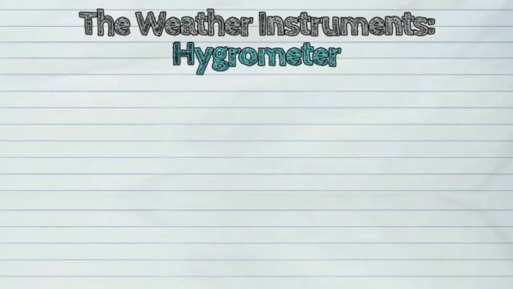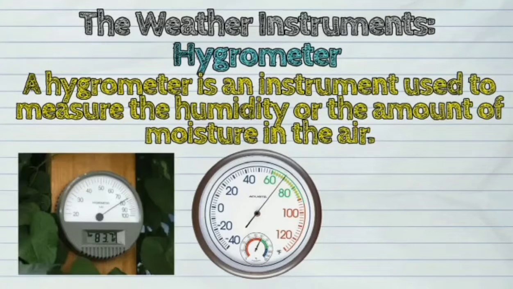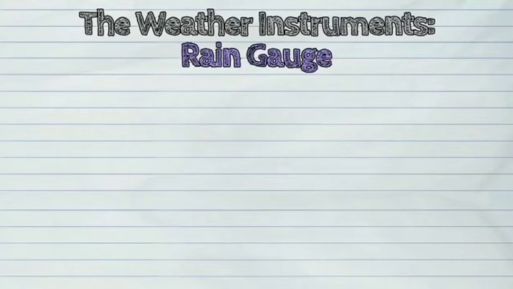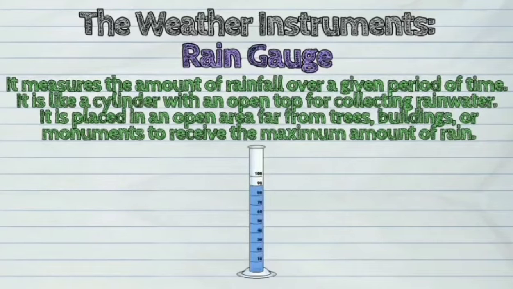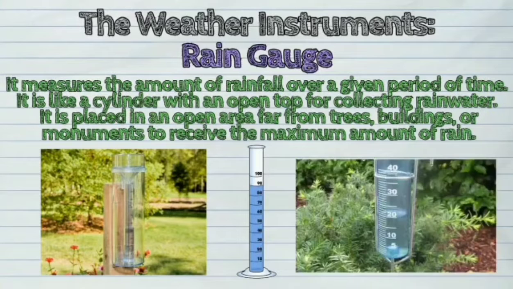Next, hygrometer. A hygrometer is an instrument used to measure the humidity or the amount of moisture in the air. The next one is the rain gauge. It measures the amount of rainfall over a given period of time. It is like a cylinder with an open top for collecting rainwater. It is placed in an open area far from trees, buildings, or monuments to receive the maximum amount of rain.